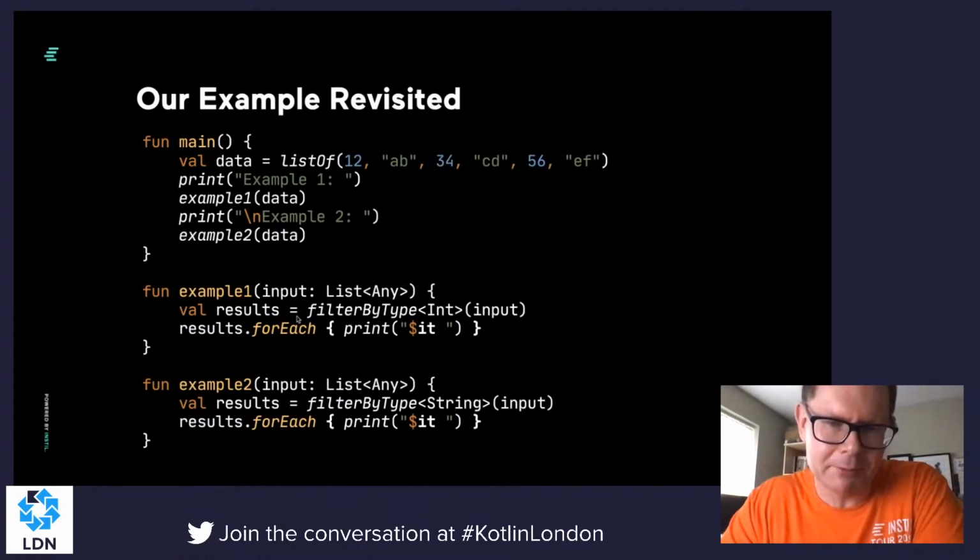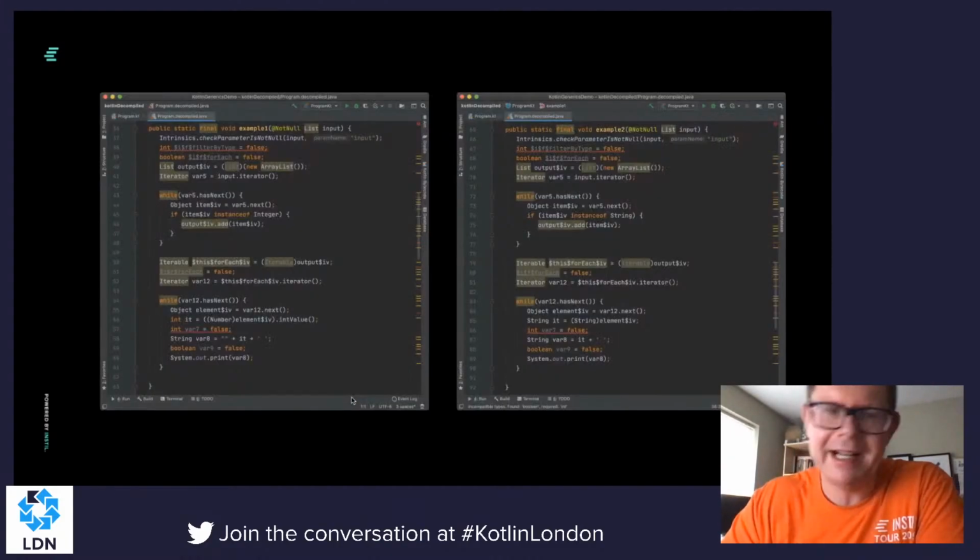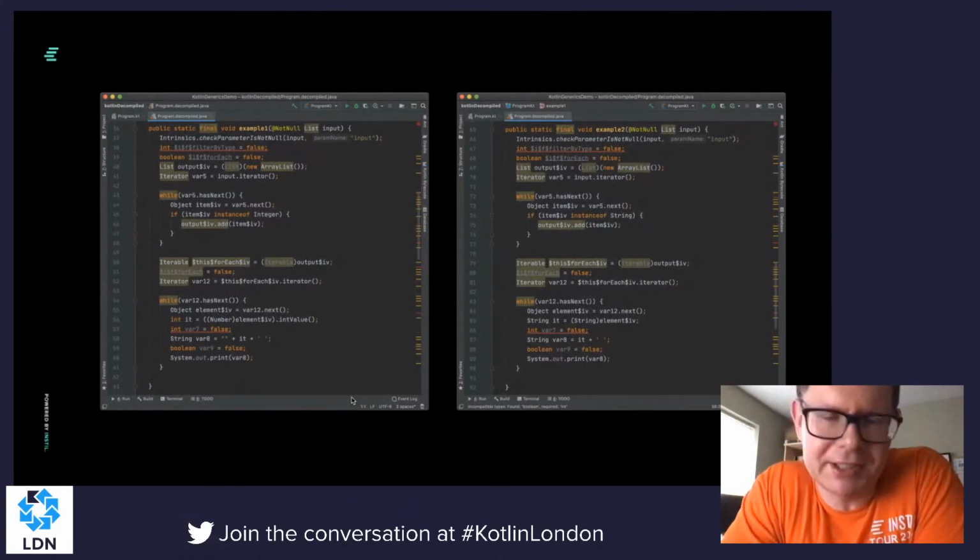So in example 1, we only want to print out the numbers. In example 2, we only want to print out the strings. So here's our filter by type, and this is what it gets converted to.